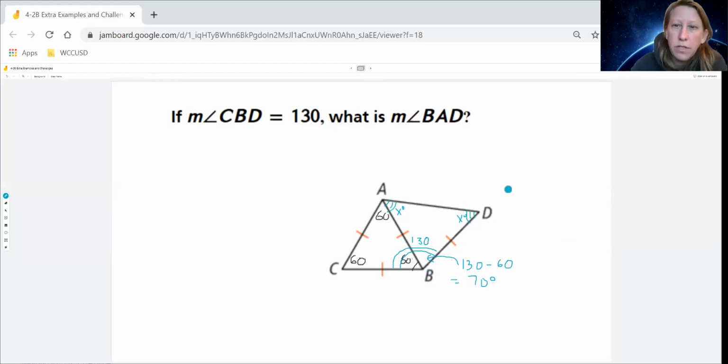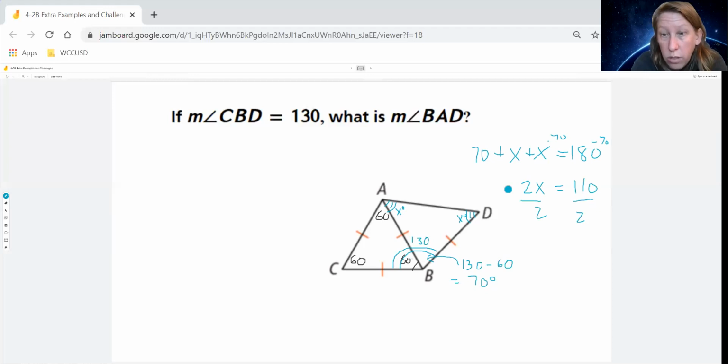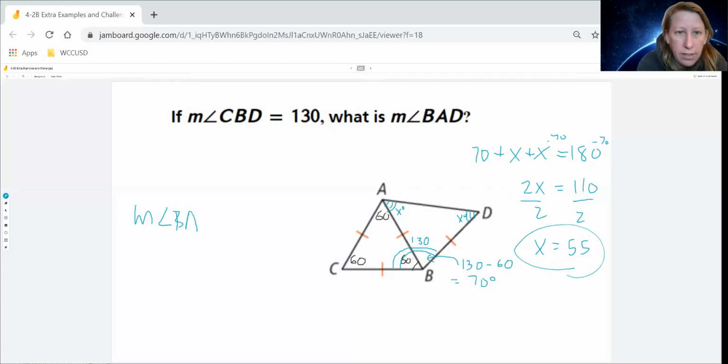Okay, so let's finish this strong. 70 and x has to add up to 180. I'm going to take away 70 on both sides. I'm going to be really tricky and just do this kind of in my head, but still show the work. That's 110. Divide both sides by 2. 55. 110 divided by 2. Did I get it right? Yep. Okay, I did it. That's not the answer. They want us to write the measure of angle BAD is 55 degrees.